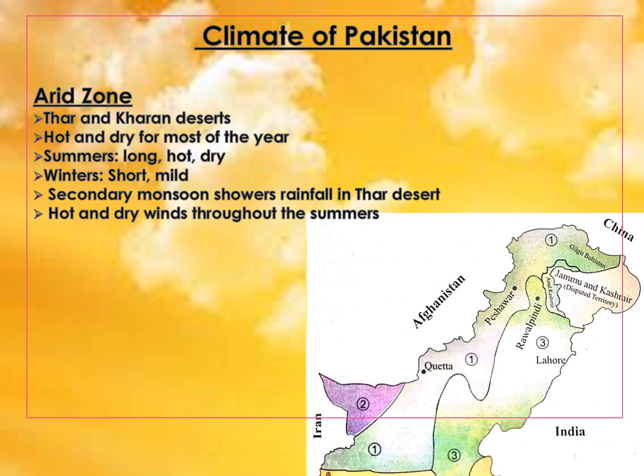Then we have different seasons in Pakistan. Pakistan has 4 seasons: winter, which happens from December to March. Then we have summers, and summers can be divided into two main components, early summer, April to June, and late summer from July to September. Then we have post monsoon, October to November.